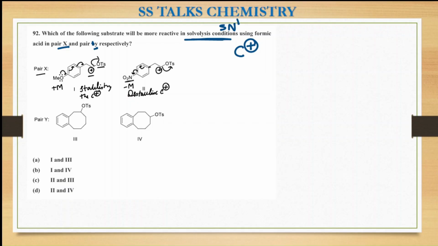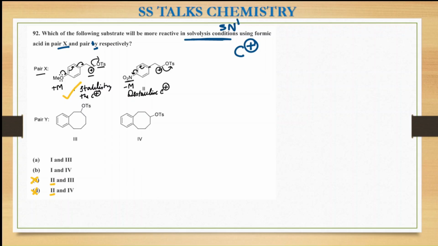So among 1 and 2, 1 is the species that is going to give a faster rate for the SN1 reaction. Okay, so from the pair X, the first is the correct molecule. So from that you can eliminate options C and D, where they say the second molecule is going to give the faster rate of reaction. That is not the case, right?